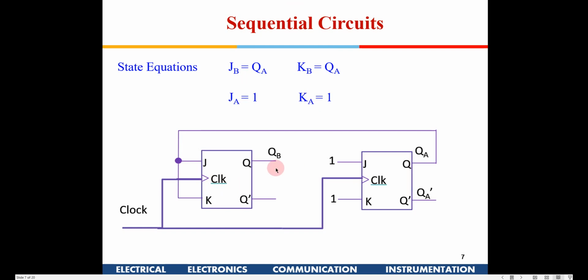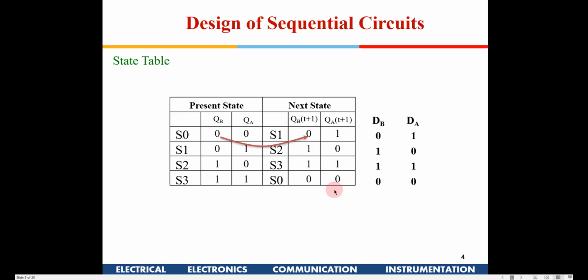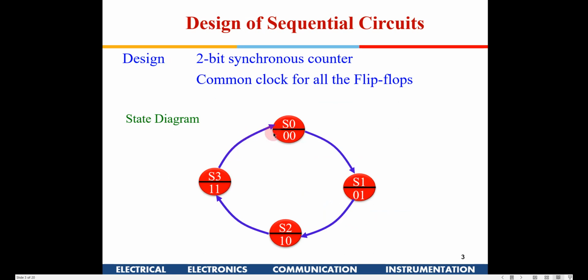How to make a sequential circuit, how to design a counter? Okay, let me go back and quickly tell you once again what we have done. This was the problem statement. We had to design a counter which will count 0 1 2 and 3 sequentially. It has to count like this. So the first state is obviously 0 0, then 0 1.